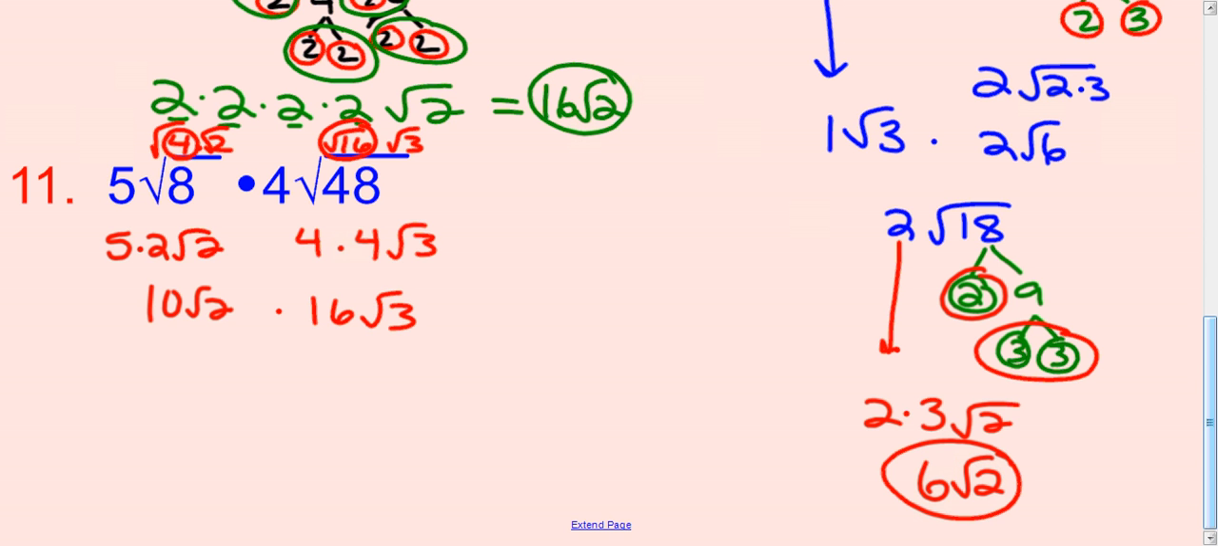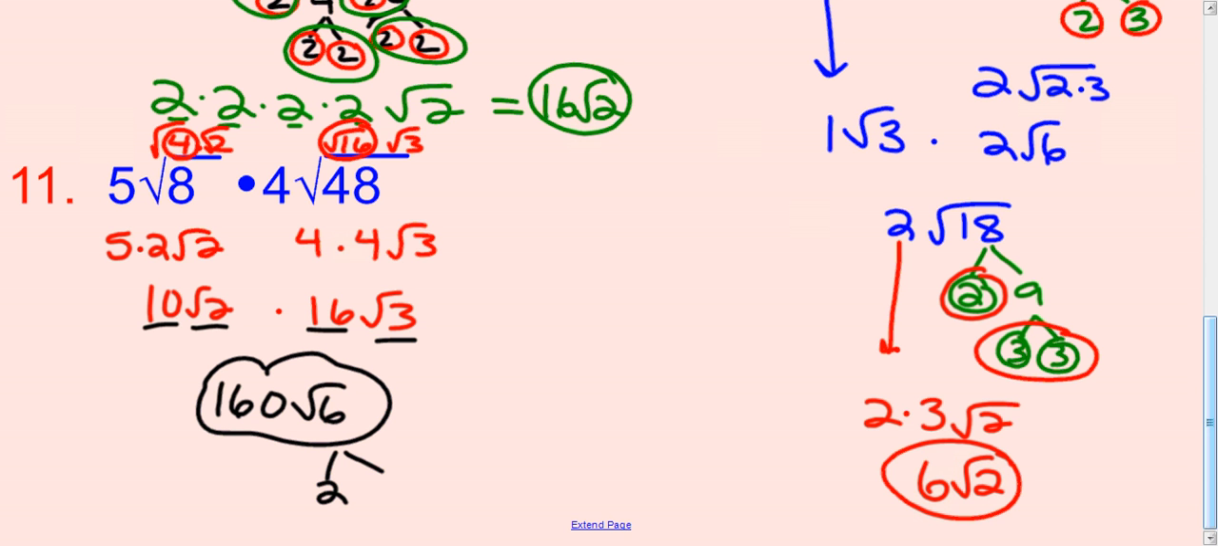Okay. And now I need to multiply these again. I'll multiply what's out in front. So 10 times 16 is 160, and root 2 times root 3 would be root 6. And root 6 can become 2 and 3, but notice neither of them have a partner, and so nothing can go outside the house. And so that root 6 is as simple as it can get. Okay, and that is that.